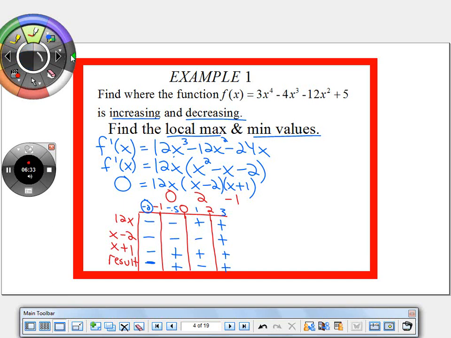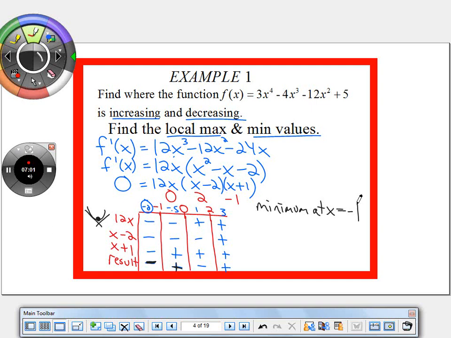So we notice that this is the first derivative, remember. So the first derivative goes from negative to positive. That's a sign change. Again, that's kind of like this, where it goes from negative to positive. That means there has to be a low point right there. So that's a min. We have a minimum at x equals negative 1.